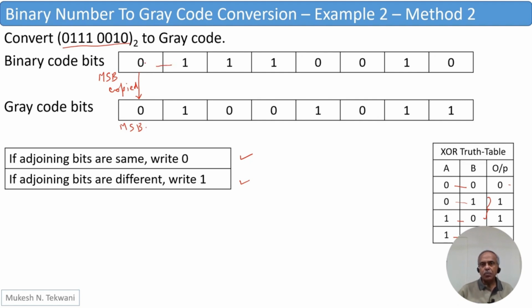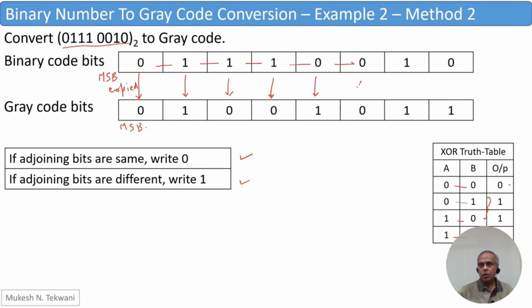So 0 1, two bits. If the adjoining bits are same, write 0, and if they are different, write 1. So these two bits are different, so we write 1. Again 1 1, adjoining bits are same, so write a 0. 1 1, adjoining bits are same, write a 0. 1 0, adjoining bits different, so we put this out as 1.